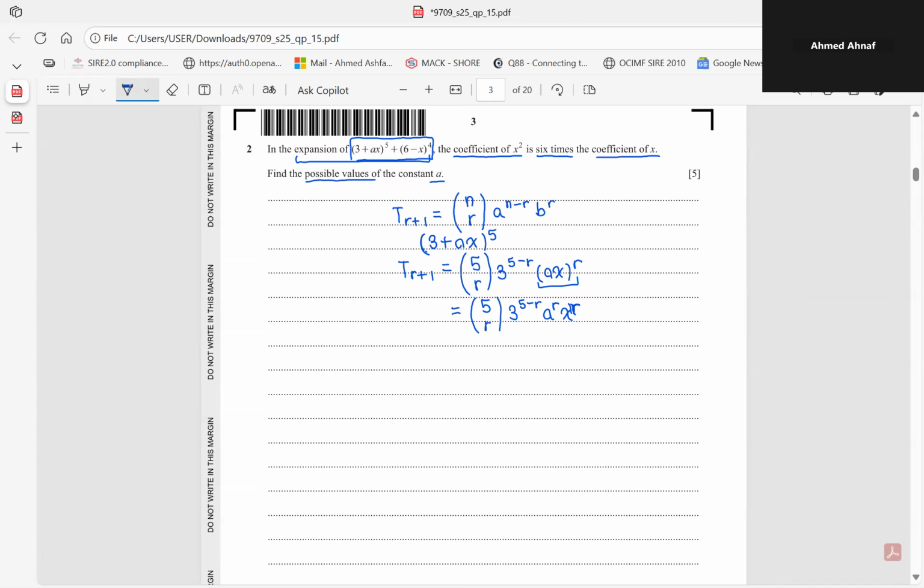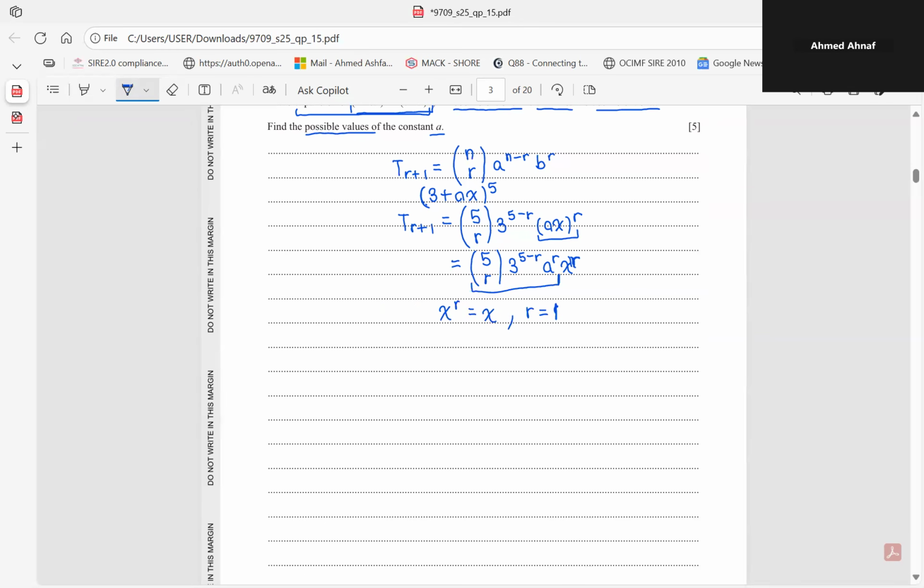Okay, so to get the term, this part would be our coefficient, and this is the x squared or x. So for 3 plus ax to the power 5, when r equals 1, let's just equate x to the power of r equals x. And this would give you r equals 1.